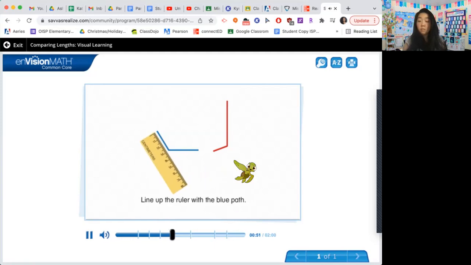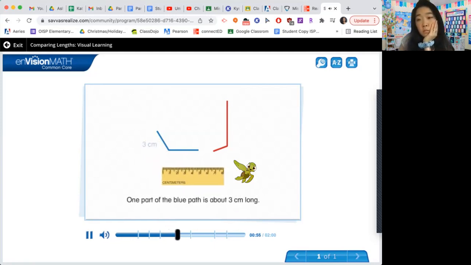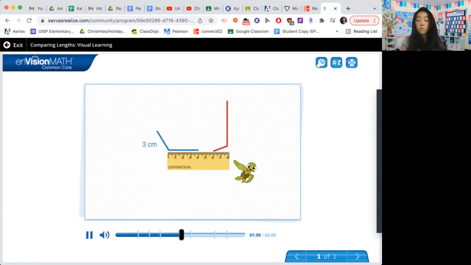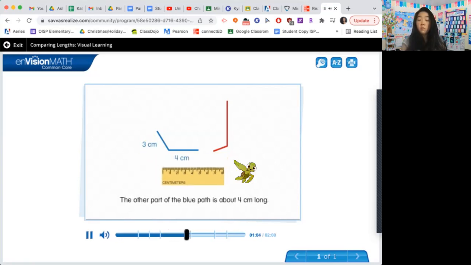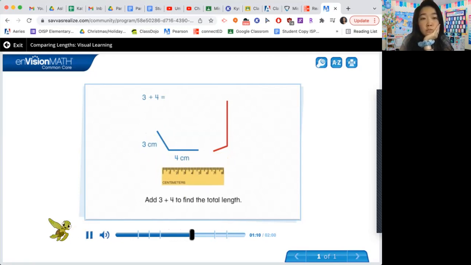Line up the ruler with the blue path. One part of the blue path is about 3 centimeters long. The other part of the blue path is about 4 centimeters long. Add 3 plus 4 to find the total length. The blue path is about 7 centimeters long.